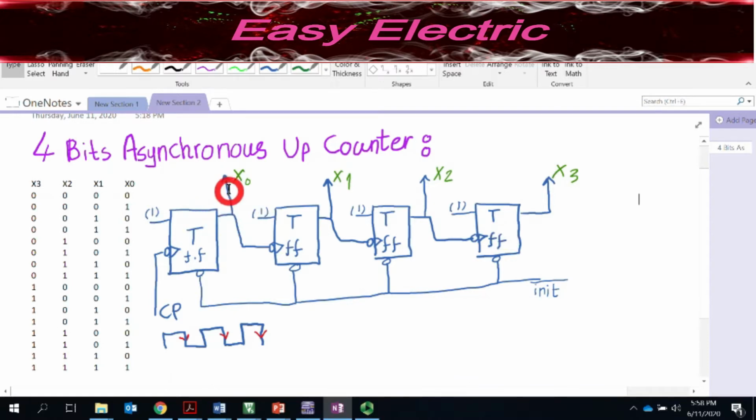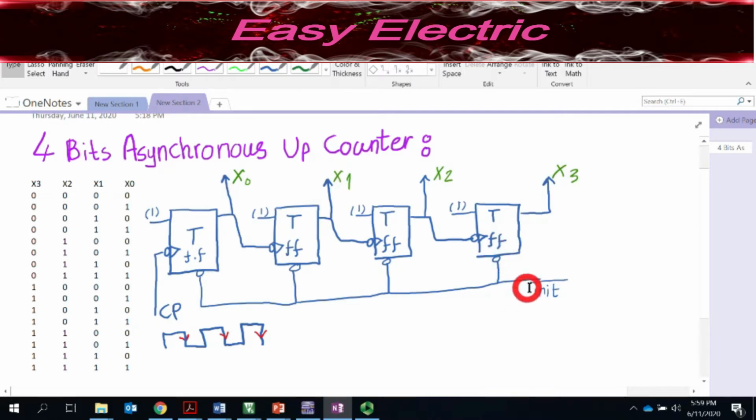We connect the output of the first one to the clock of the second one. So the output of the second one is the clock for the third one, and the output of the third one is the clock for the fourth one. So you see these 4 are our outputs.